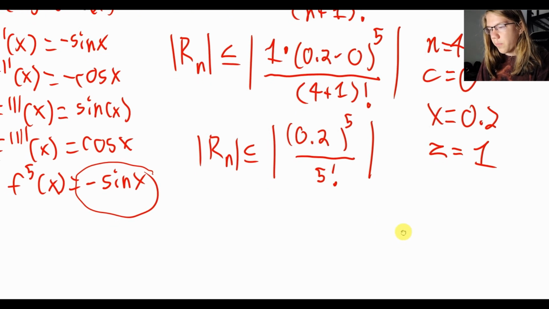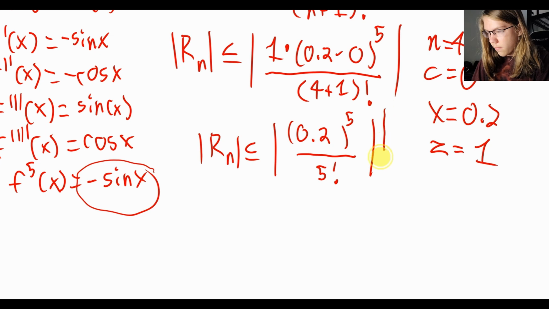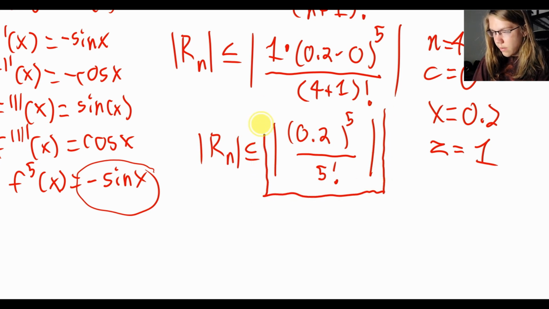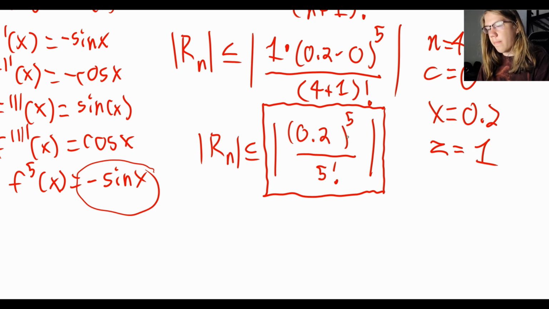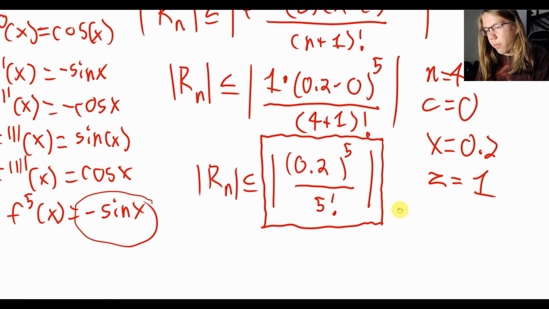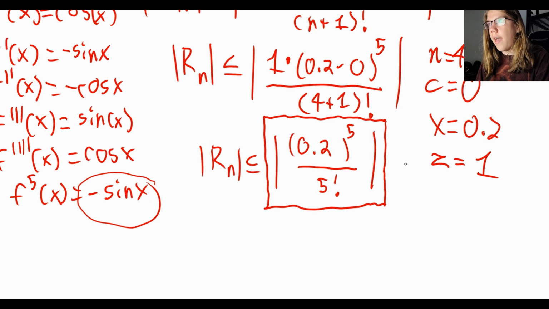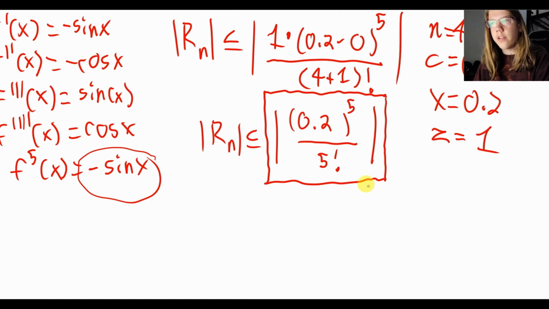Now, this right here is our error bound. This value is the maximum possible error for our approximation of cosine at 0.2. This is our Lagrange error bound. And that's it.